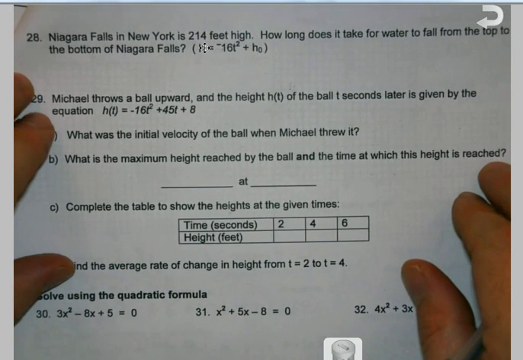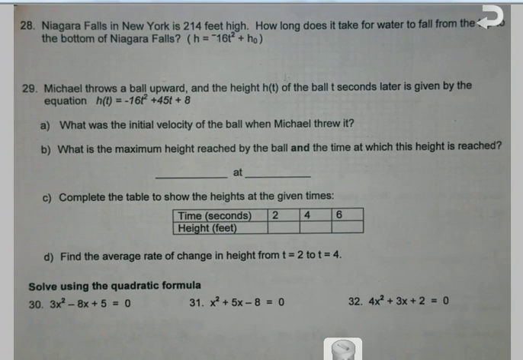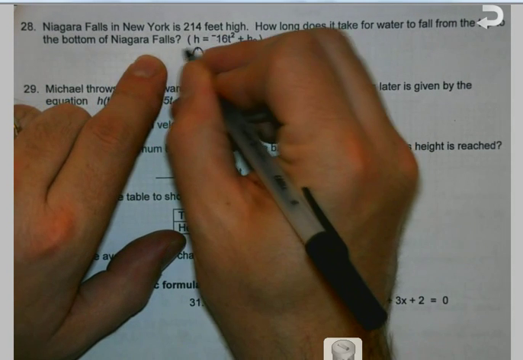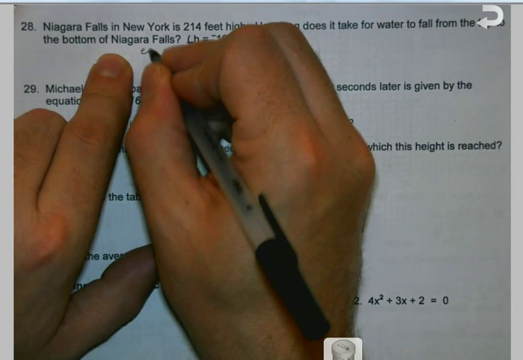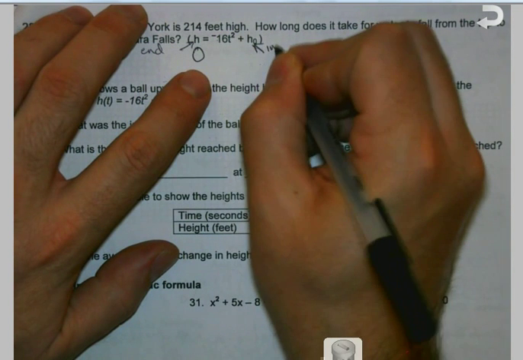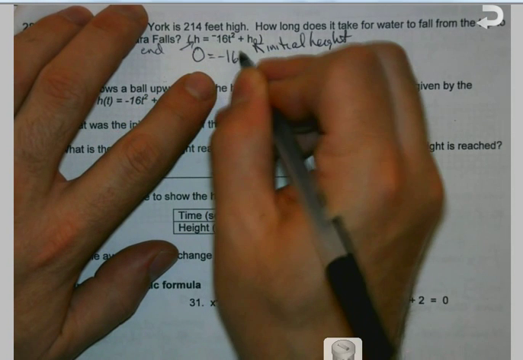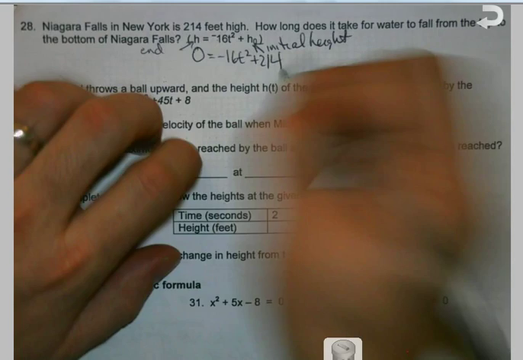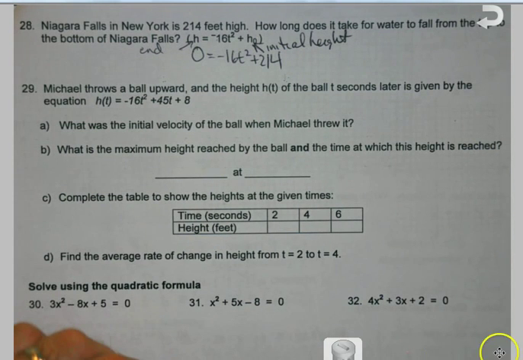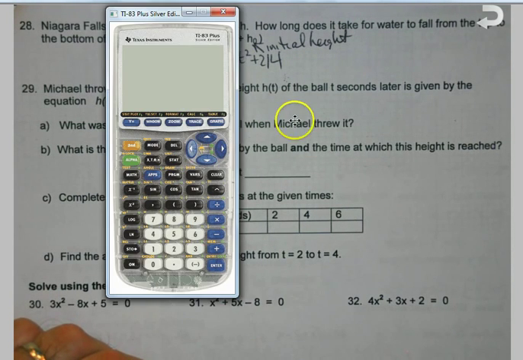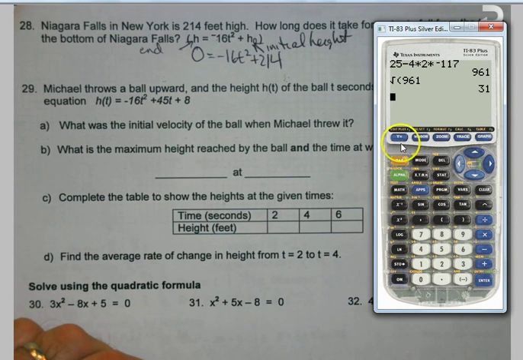All right, Niagara Falls is 214 feet high. How long does it take for water to fall from the top to the bottom? Okay, bottom, this is going to be where we end. This is our initial height. Now again, I have choices. When I get to here, if I am comfortable with the calculator, I could absolutely go ahead and just type in negative 16. I'll use x instead of t squared plus 214.